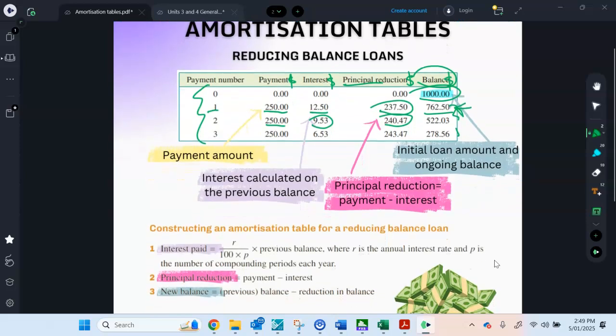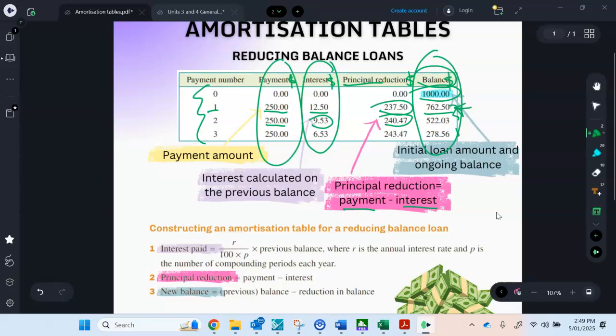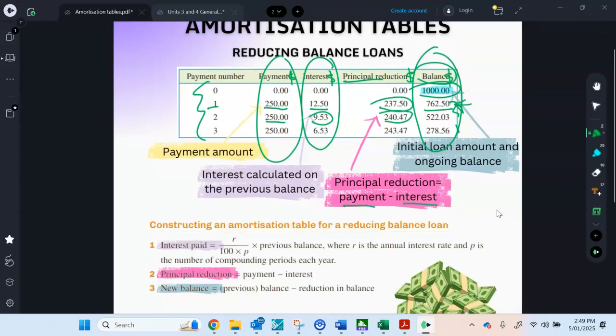All right, so just what I've highlighted here, pretty straightforward. The payment amount is underneath the payment column. The interest calculated in dollars is there. Then your principal reduction is just your payment minus your interest. This is your money, the $250, but the bank is charging you interest. So that's why it's the difference that gets taken off your balance. And then in this last column is your ongoing balance. So that's what an amortization table is. It's just breaking up everything into a table.